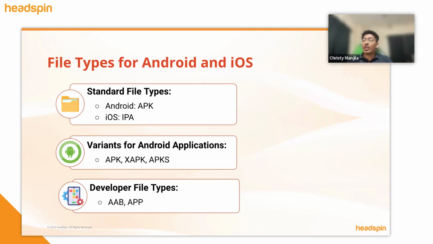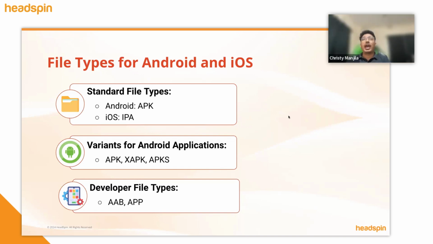And you can even have APKS files, which are basically split APK files. So APKS files are basically files that you get when you, say, build your application using Android Studio and you convert the developer file, that is the AAB file, into an APK file. It gives you a split APK file so that you can install it on various types of devices. Now, talking about AAB files is a segue to our next topic, developer file types.